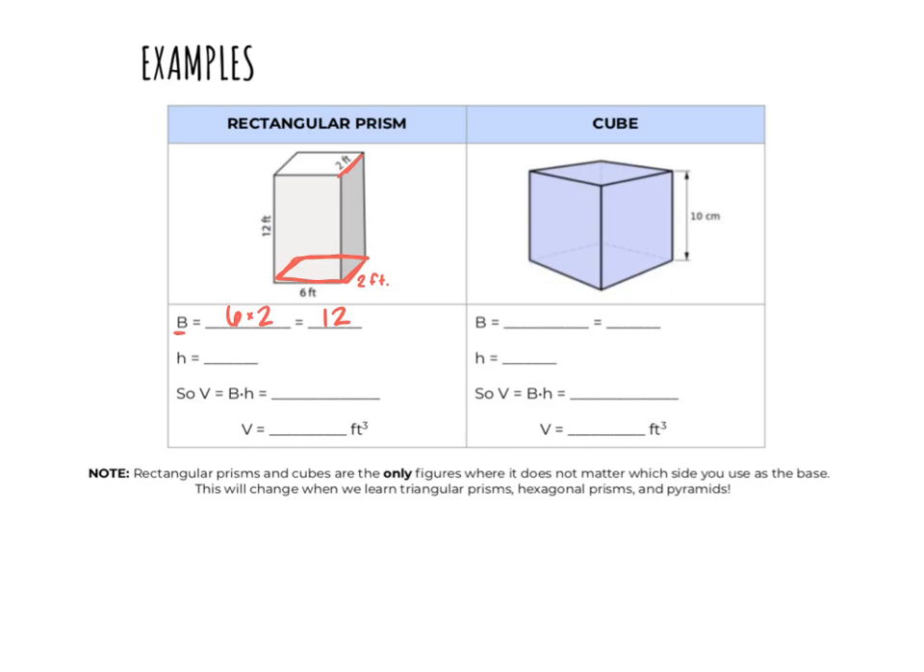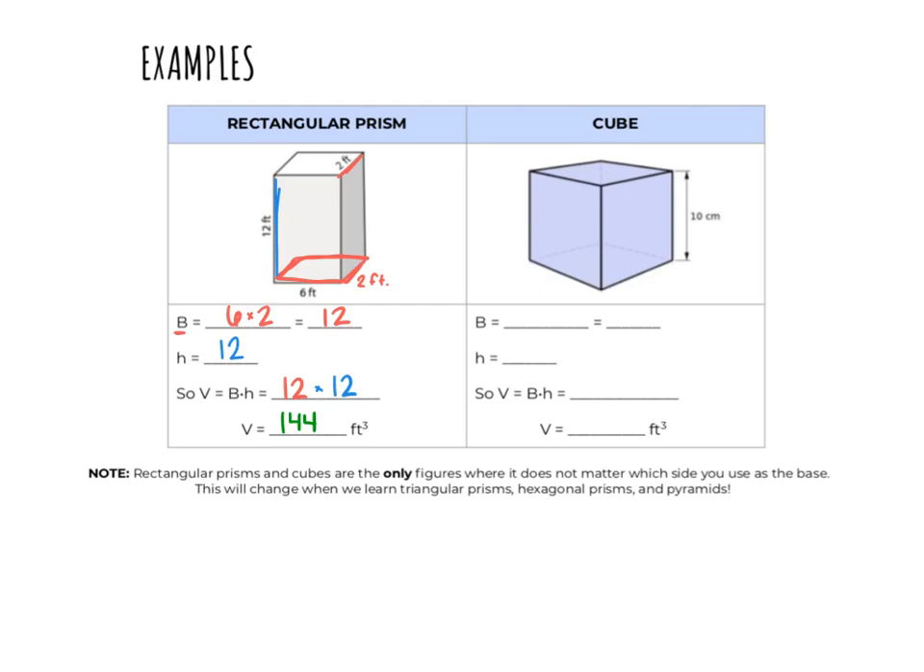The height of the prism would also be 12. So that means for calculating my volume, I take the area of the base, which I got as 12, and multiply it by the height of the prism, which is 12, to get a final answer of a volume of 144 cubic feet, or feet cubed.